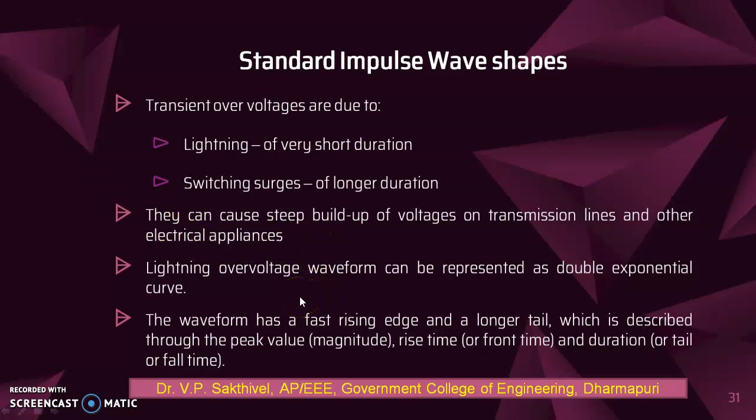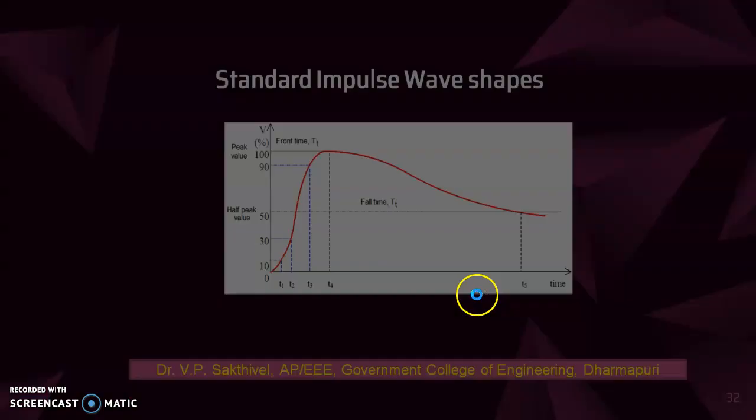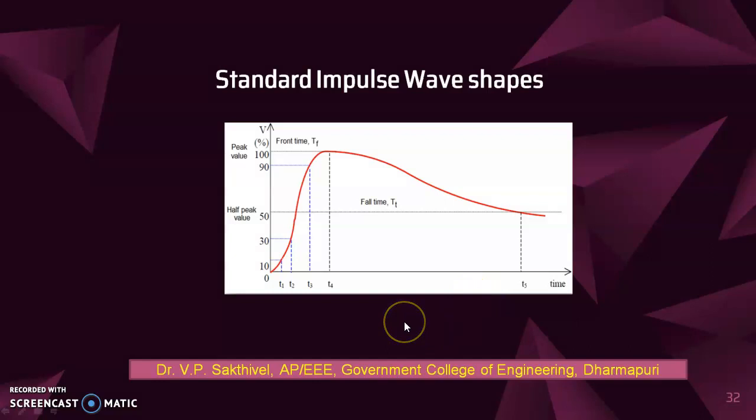Lightning over voltage waveform can be represented as a double exponential curve. Then the waveform has the fastest rising edge and a longer tail, which is described through a peak value, rise time, and duration, that is tail time or fall time. And this is the standard shape for impulse voltage.